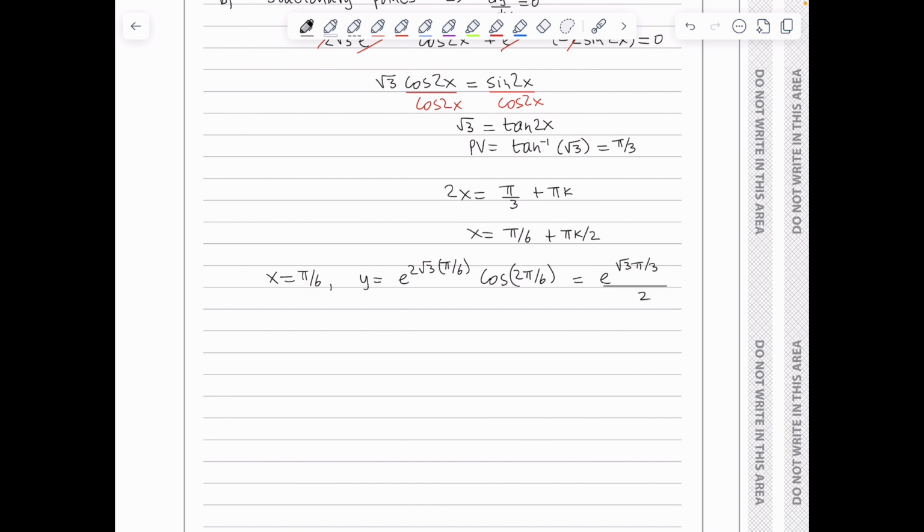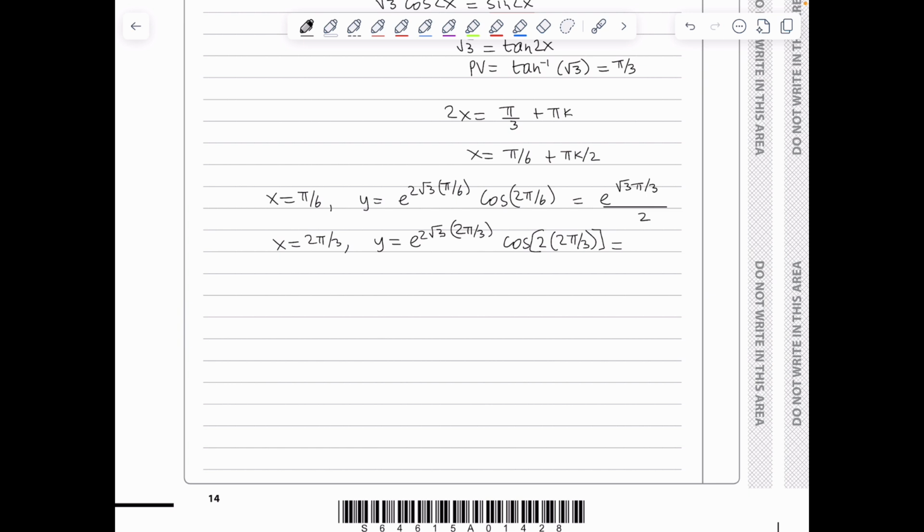And the second solution will be at x is 2 pi over 3. This is obtained by setting k here to be 1. And therefore we have that y is e to the 2 root 3, 2 pi over 3 times cosine of 2 times the 2 pi over 3, which gives an answer of minus e to the minus 4 root 3 pi over 3, all of it divided by 2.